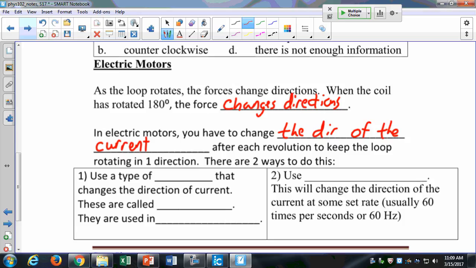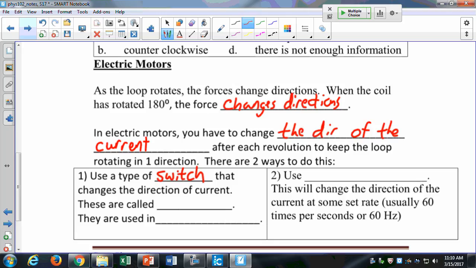So what you want to do is, as it rotates, you want to flip the direction of the current in order to make it keep rotating in the same direction. And if you can do that, then you can have an electric motor that will continue to go in the same direction. And so a couple of things you can do. You can use a type of switch that changes the direction of the current.